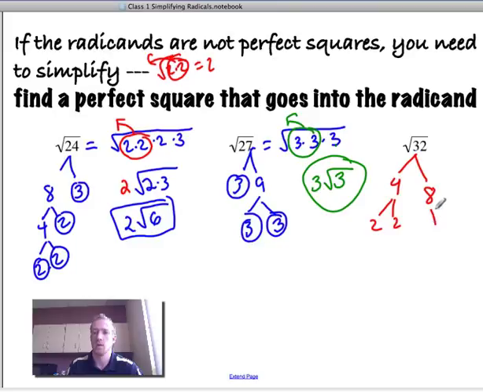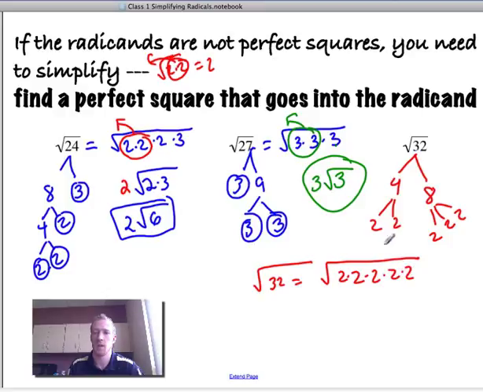So 32 is going to be 4 times 8, and this is 2 times 2. Right, 8 was 3 2s. So here we got 2, 2, 2. 2 times 2 times 2 is 8. So the square root of 32 equals the square root of 2 times 2 five times, right? 1, 2, 3, 4, 5.